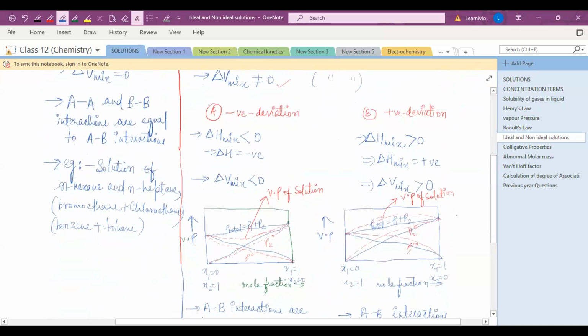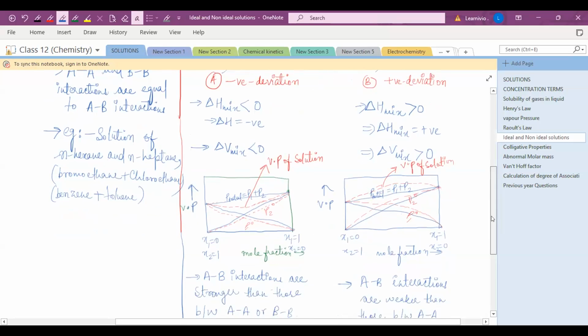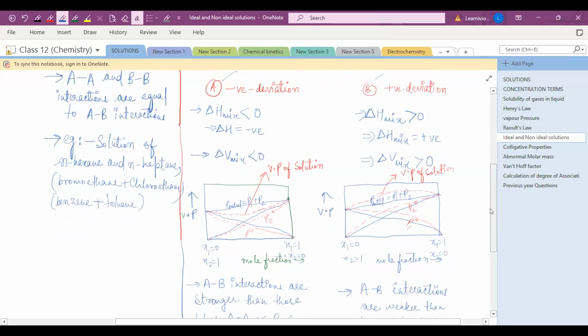In the non-ideal case, there are two deviations. They show either negative deviation or positive deviation from Raoult's law, because we know that non-ideal solutions don't obey Raoult's law and their graphs. So there are two types of deviation shown by non-ideal solutions: negative deviation and positive deviation. Now let's see what is negative deviation and what is positive deviation.